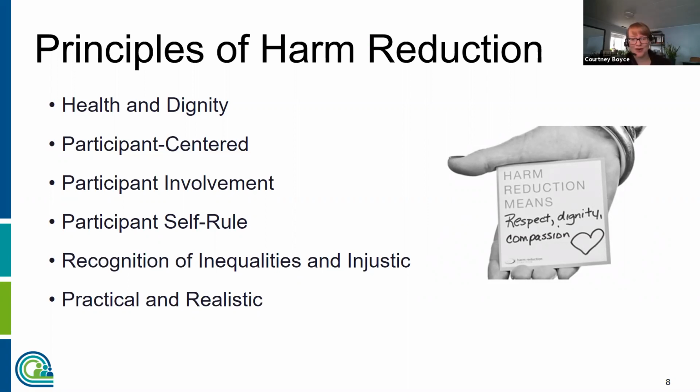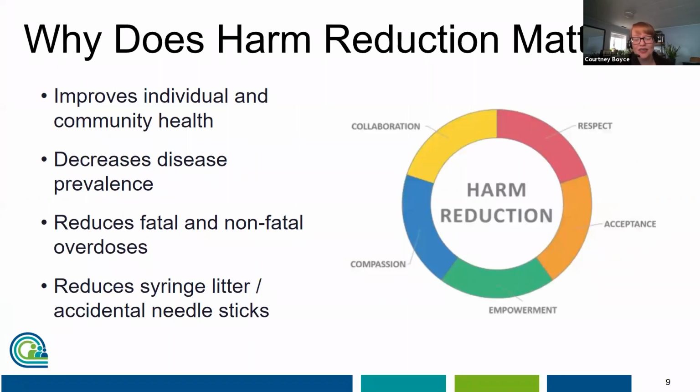So why does it matter? It's the big part. Why am I here? Harm reduction provides tools and education to individuals that engage in substance use and other high-risk behaviors. That helps reduce stigma, it increases the trust and communication and engagement of an individual, and it helps improve their individual health as well as the community's health.